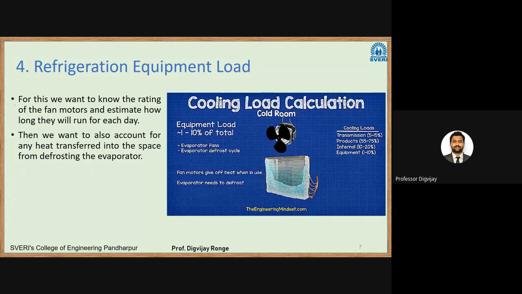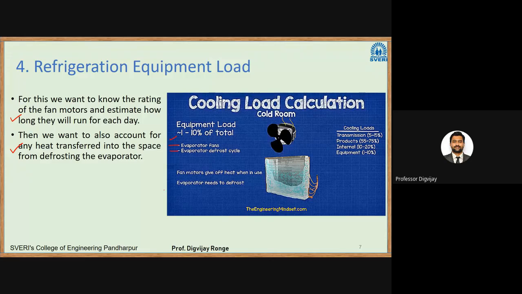For this, we want to know the rating of the fan motors and estimate how long they run each day. Then we also want to account for any heat transfer into the space from defrosting the evaporator. So we have to consider the fan and defrosting of the evaporator. It says it is 1 to 10% of total load, evaporator fans and evaporator defrost cycle. The defrost cycle means how many times per day you defrost the evaporator and remove the ice. Generally it has to be done 4 times a day, so the operator has to go and defrost 4 times to remove the ice. So that number of cycles we also have to consider in defrosting the evaporator.